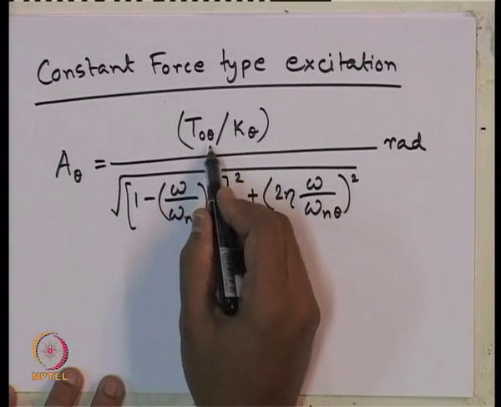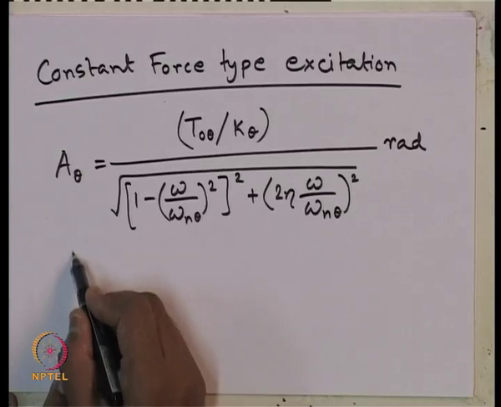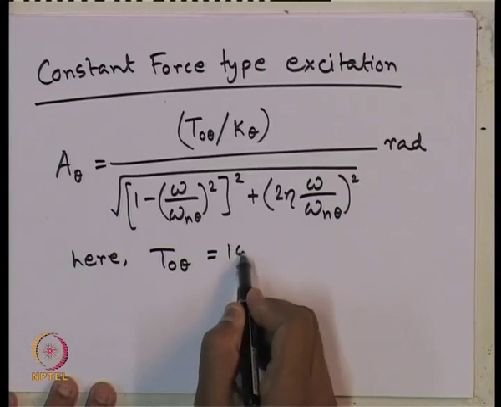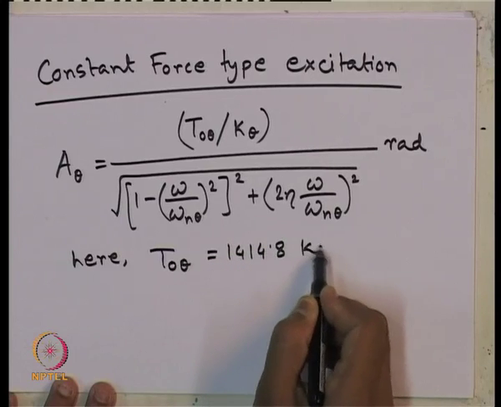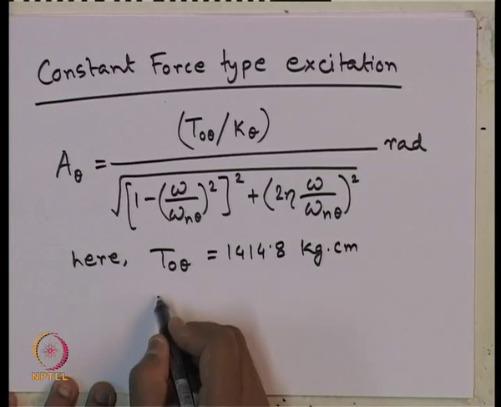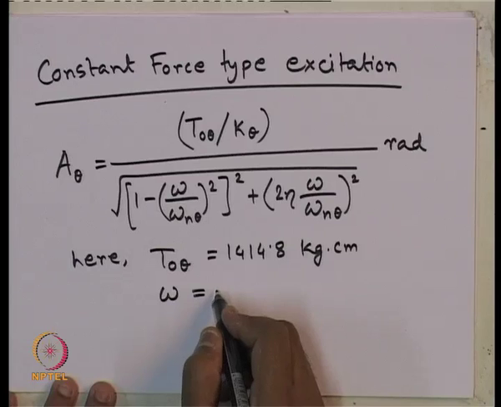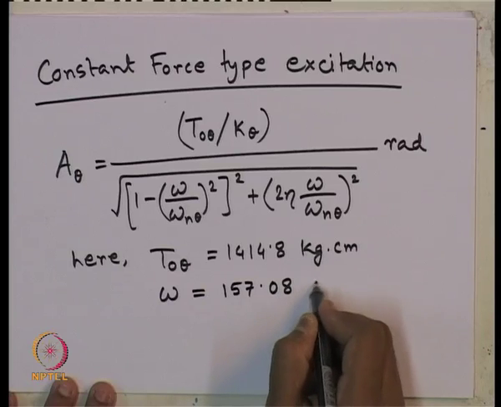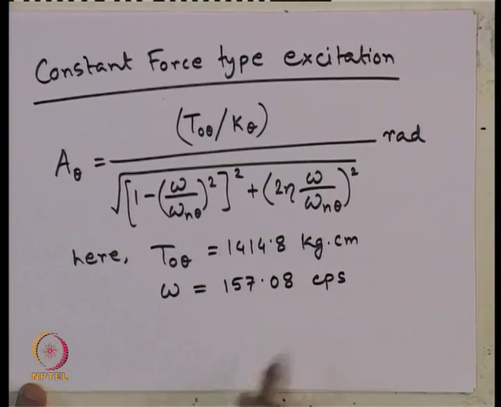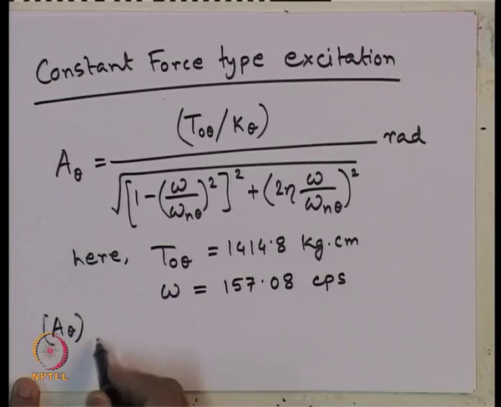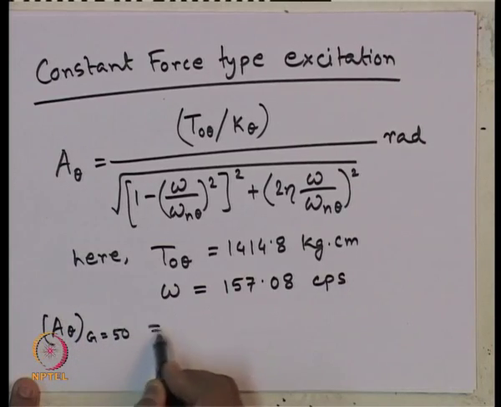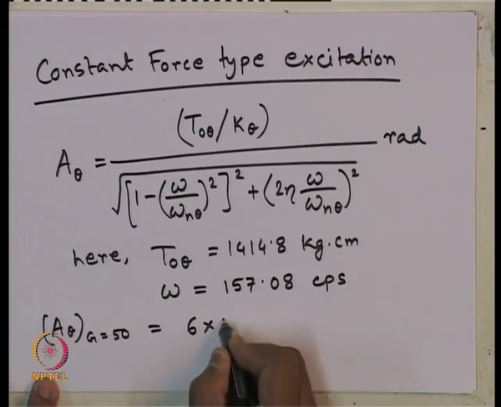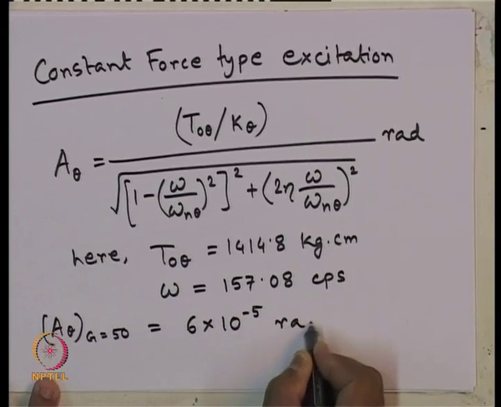Now, this T naught theta is given to us here. T naught theta is 1414.8 kg force centimeter and omega, that is operating frequency, we had calculated 157.08 CPS. So, by putting this value we will get a theta for all the types of soil. For g equals to 50, how much will we get? We are getting 6 into 10 to the power minus 5 radian.